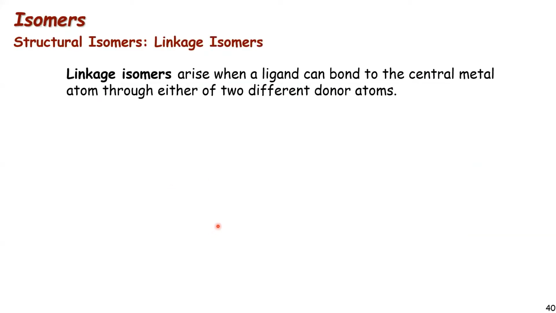The linkage isomers arise when a ligand can bond to the central metal atom through either of two different donor atoms. The polyatomic ions that we've seen that can do that are the cyanide, which can bond through the lone pair on the carbon or on the nitrogen. We've seen it with thiocyanate, where it can bond to the lone pair on the sulfur or the nitrogen. And we've seen it with the nitrite ion, where it can bond to the lone pair on the nitrogen or on a lone pair on the single bound oxygen atom. So it'll be these three polyatomic ions that can form linkage isomers.